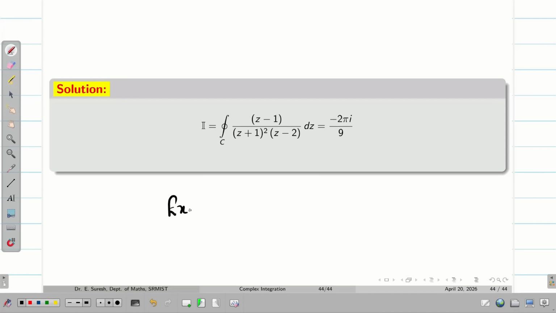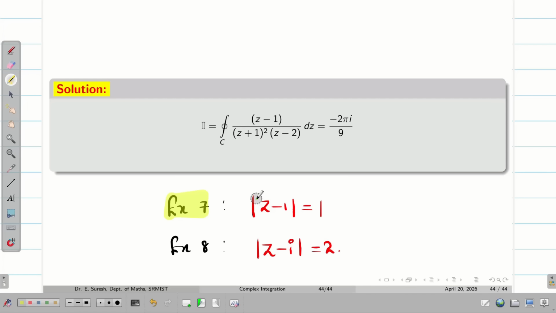In this session, we solved two problems, that is example 7 and 8. In both the problems, my region is totally different. We have modulus of z minus 1 is equal to 1 and modulus of z minus i equal to 2. After finding the singular point, it is essential to check whether the singular point lies inside C or outside C.